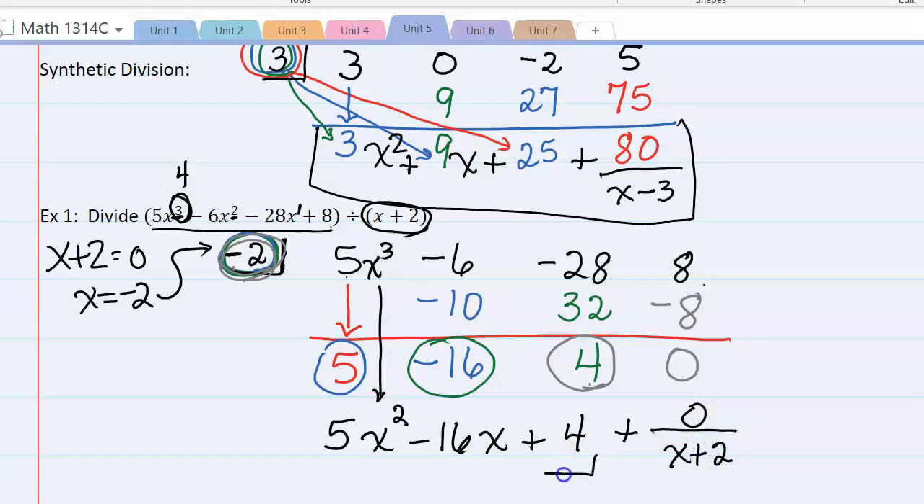So we can clearly see that this is our answer because 0 over anything is still 0. So that would be our quotient. That would be our answer, and a remainder of 0.